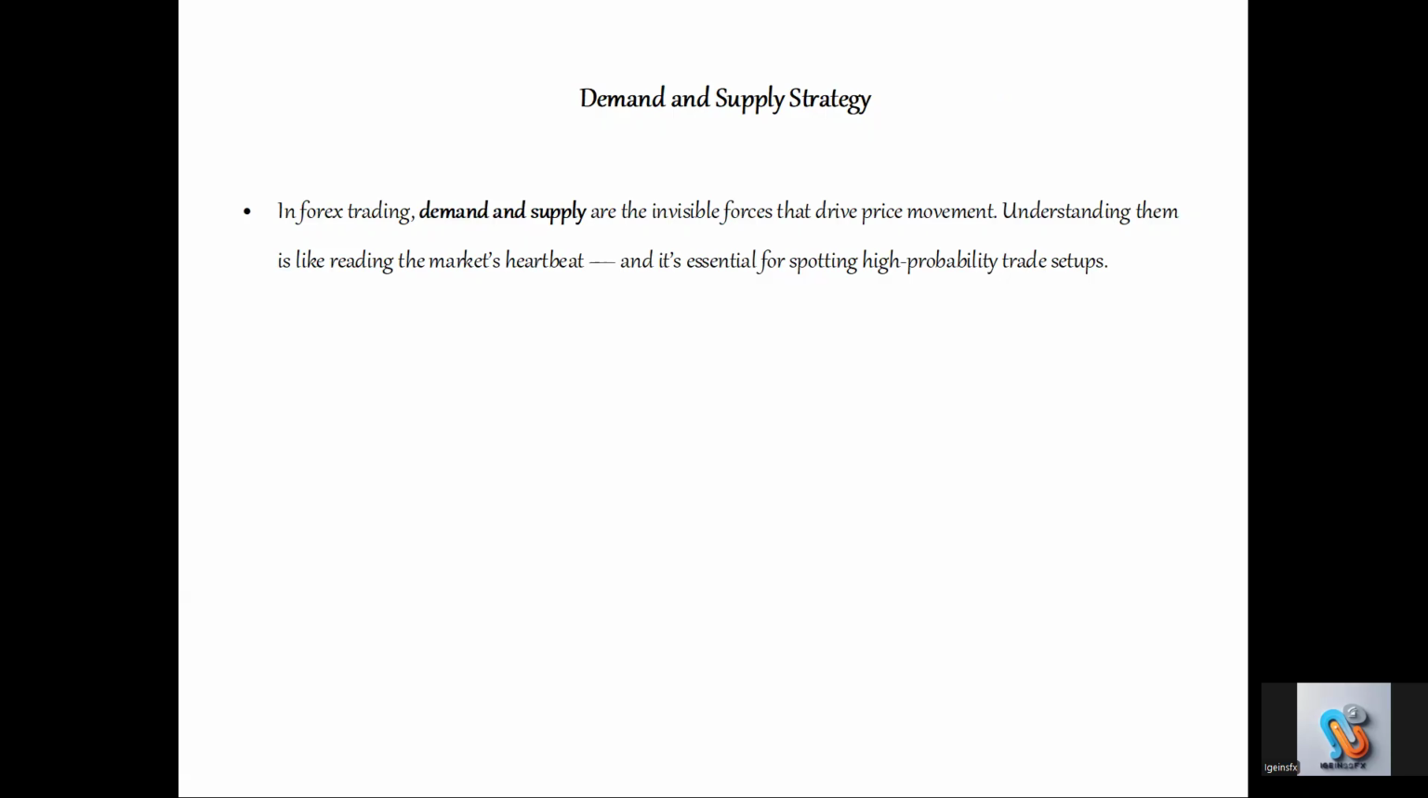All right? That is one secret people don't know. If a zone is tested multiple times, it makes that zone weaker. All right? There is every likelihood that as price is coming back again to that level, that zone, it will break it.